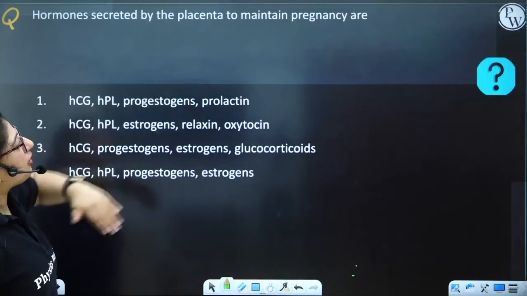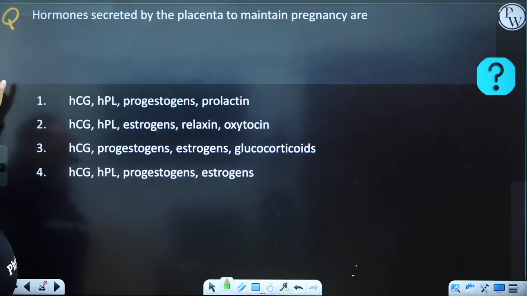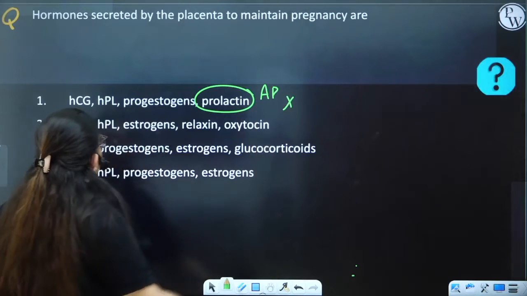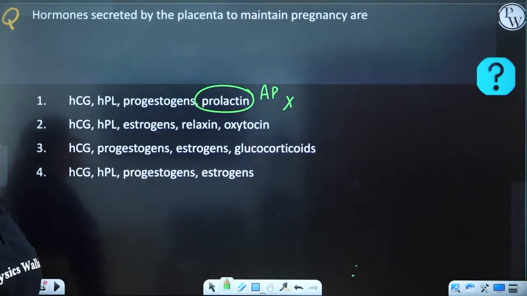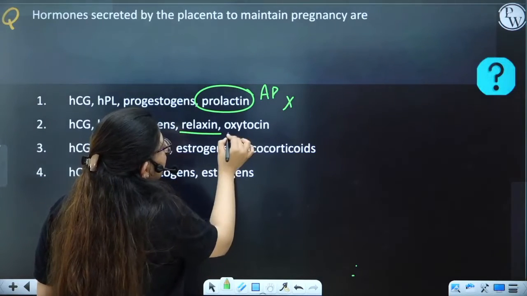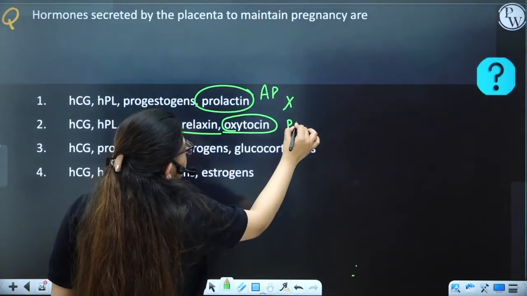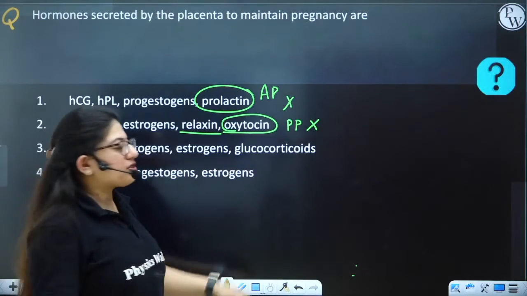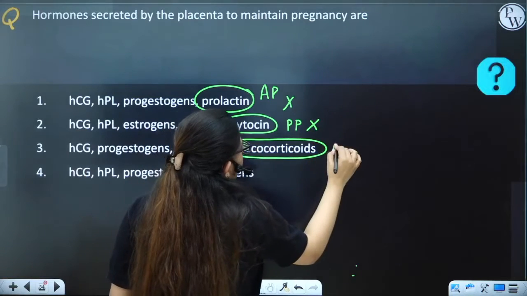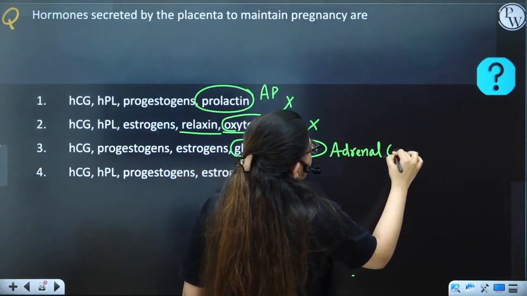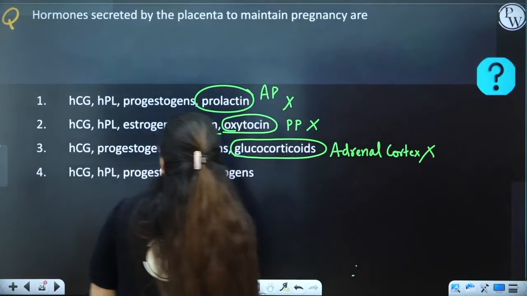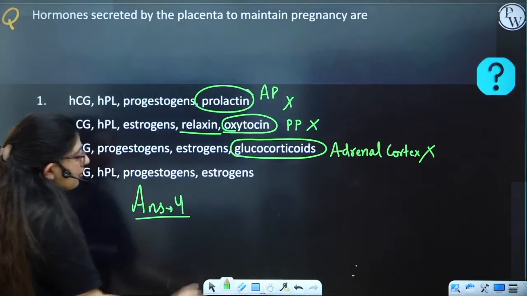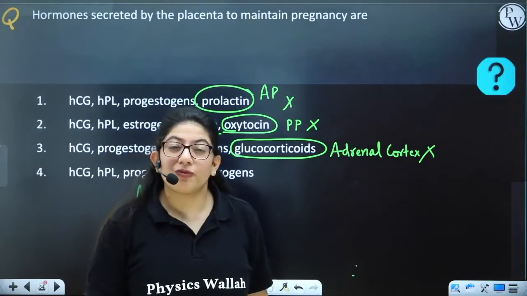Hormones secreted by the placenta to maintain pregnancy are HCG, HPL, progesterone, prolactin. Prolactin is a hormone of anterior pituitary, so it's a big no. HCG, HPL, estrogen, relaxin, oxytocin. Relaxin comes from ovary and oxytocin comes from posterior pituitary, so it's a big no. HCG, progesterone, estrogen, glucocorticoids. Corticoids are from adrenal cortex, so it's also a big no. HCG, HPL, progesterone, estrogen, absolutely correct. So answer is 4. Okay. So you better learn what are the hormones of placenta.